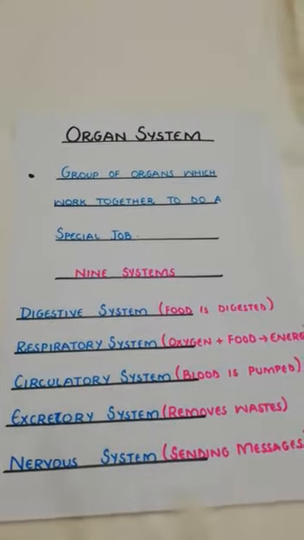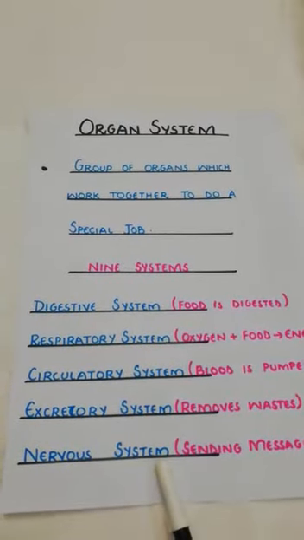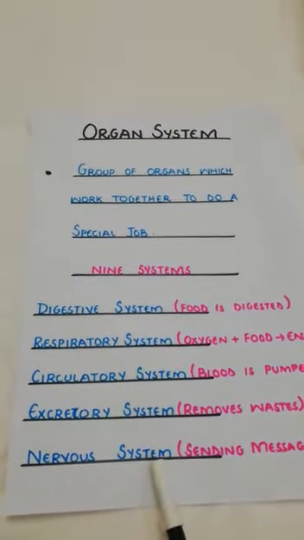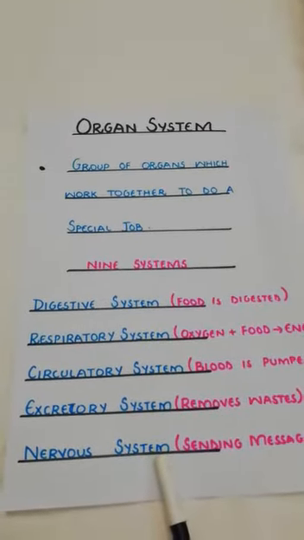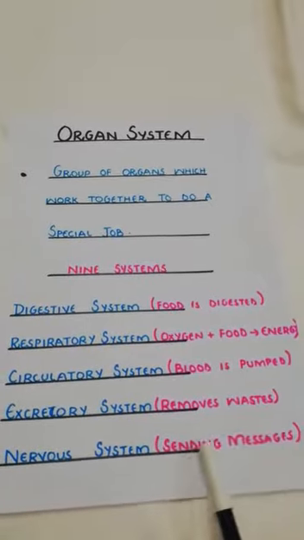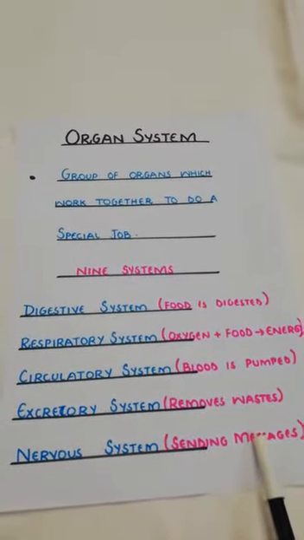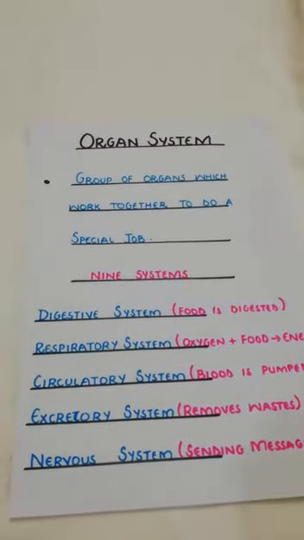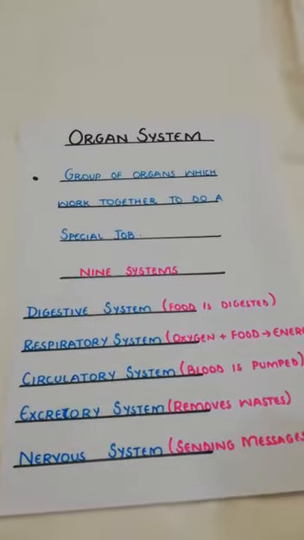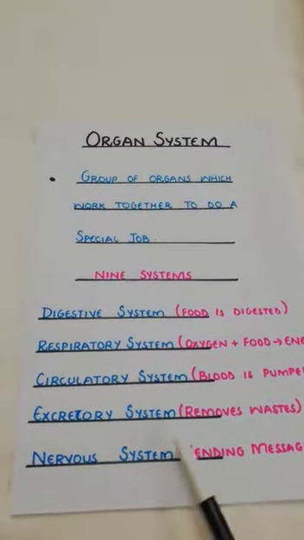Nervous system. As we all know, brain is an important organ of nervous system. And in the previous lectures, I told you why brain is important. It is important because it sends messages to all parts of the body. That is why we can see, we can smell, we can touch, and we can hear and do other performances in our daily life. That is all possible because of this system, which is called the nervous system.